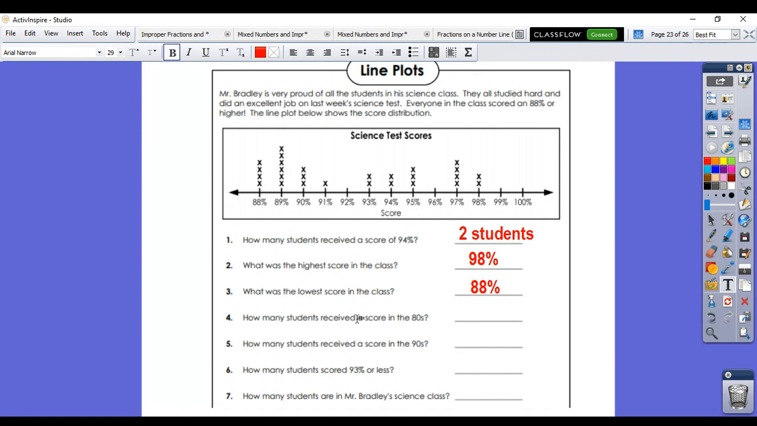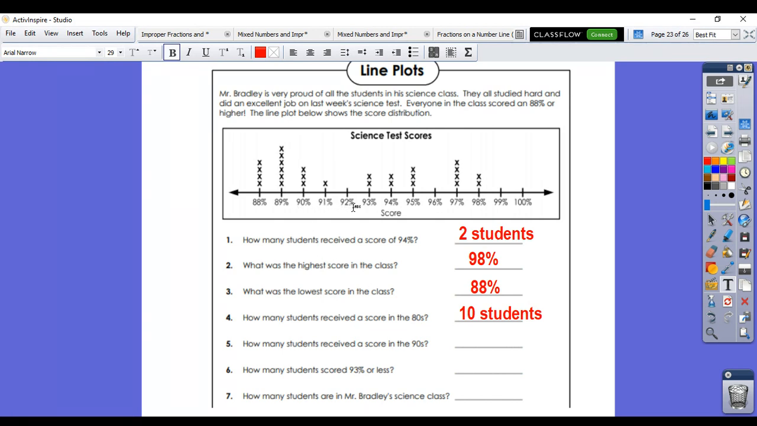How many students received a score in the 80s? That means any score that has an 8 in the tens place. I see 8 in the tens place, 8 in the tens place. Let's count those students. 1, 2, 3, 4, 5, 6, 7, 8, 9, 10. So 10 students scored in the 80s. 10 students, plural.